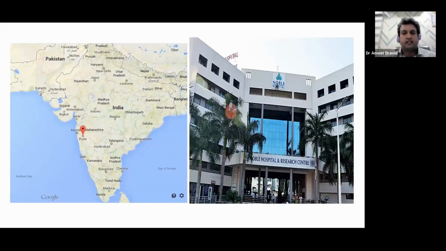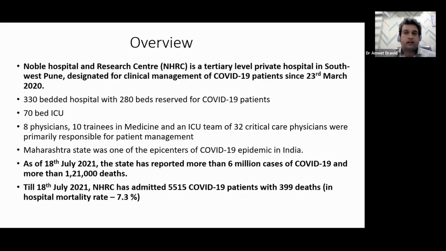Here is where I work. I work in Pune, which is in the state of Maharashtra. And this is the hospital where I work, Noble Hospital and Research Center. We are a tertiary referral center. As of 18th of July, 2021, our state of Maharashtra has had 6 million cases of COVID-19 with 121,000 deaths. At our hospital, we have had 5,500 patients admitted with 399 deaths, with an in-hospital mortality of 7.3%.